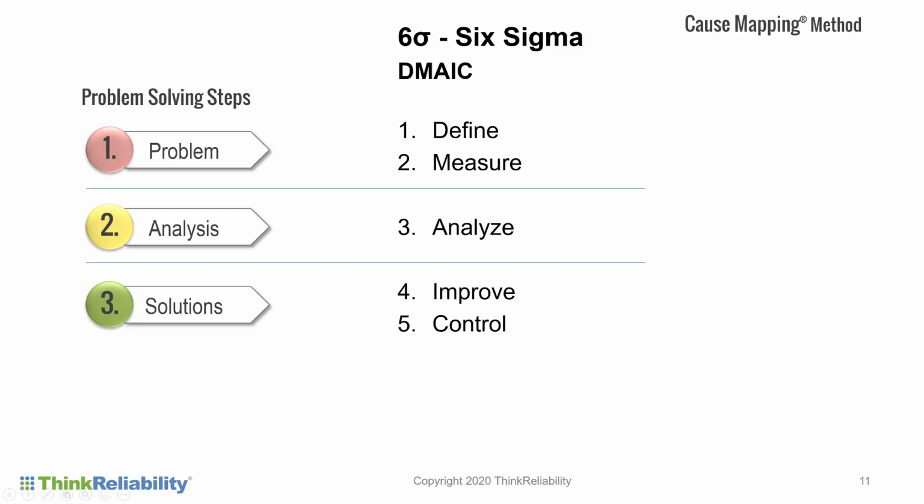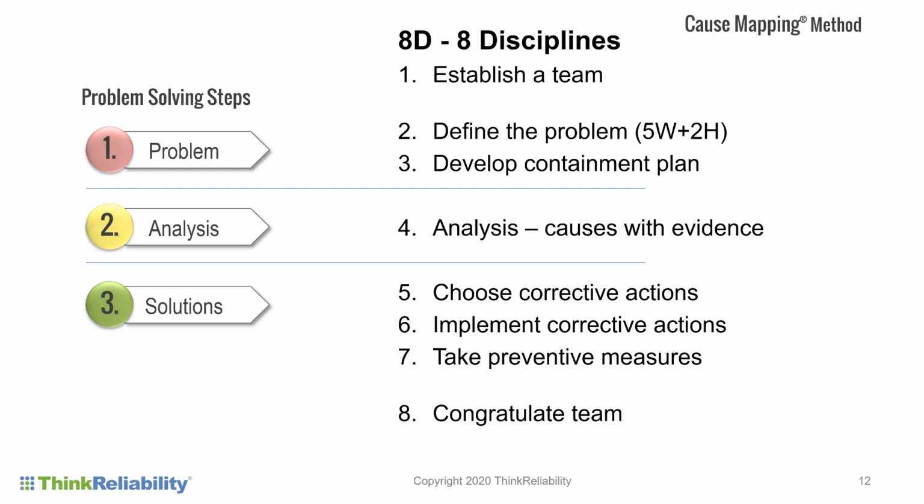Things like Six Sigma, which has its own acronym. It's a sound methodology. It is evidence-based cause and effect, with excellent statistical tools. The acronym is define, measure, analyze, improve, and control. Define and measure have to do with defining and measuring the problem. The 3rd step of Six Sigma is analysis, and the 4th and 5th steps, improve and control, are about solutions. When you take something like 8D or 8 disciplines, it's an 8-step method. It still goes through problem, then analysis, then solutions.